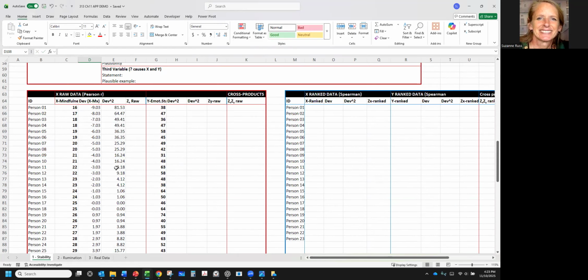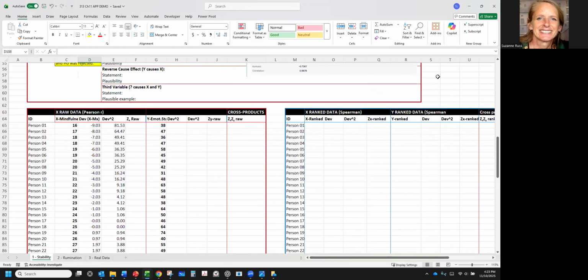To calculate our z-score, you may recall, so let me write a couple of formulas here. First off, the Pearson R is just going to equal the sum of the z-score for x times the z-score for y divided by n minus 1. And so that's going to be the score for R that we're seeking.